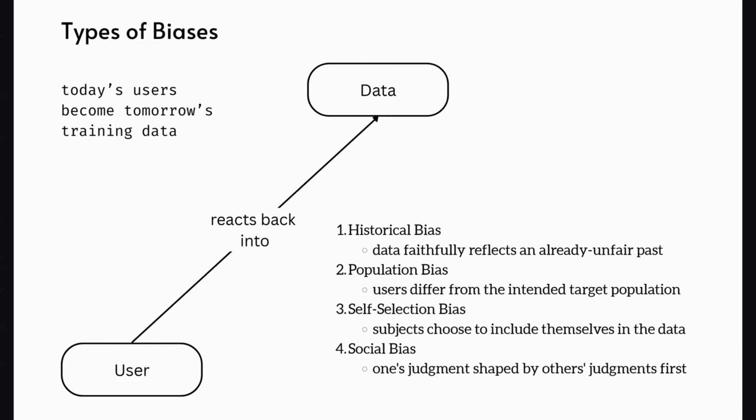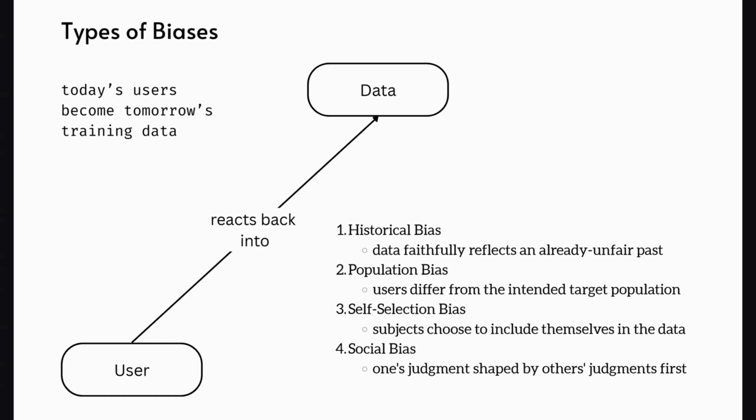Population bias: users differ from the intended target population. So something made for US people is now being used for Indian or Asian people, where everything changes. For example, a simple face recognition app, I think Apple had that issue initially, that it was trained on US faces, and then it could not work nicely on Asian faces. So the users are differing.